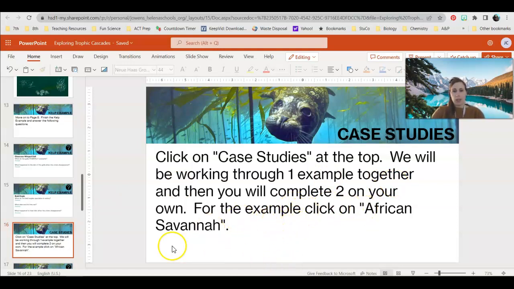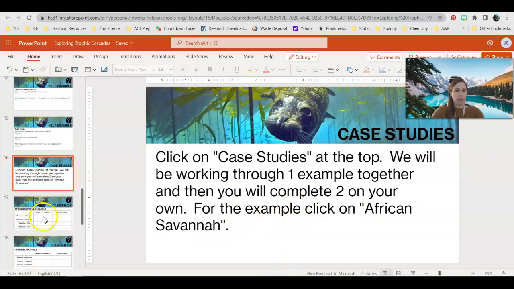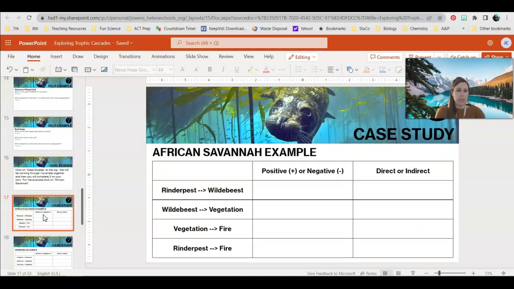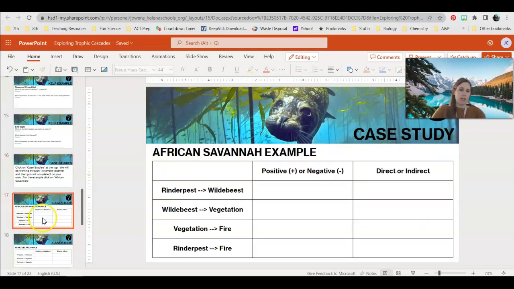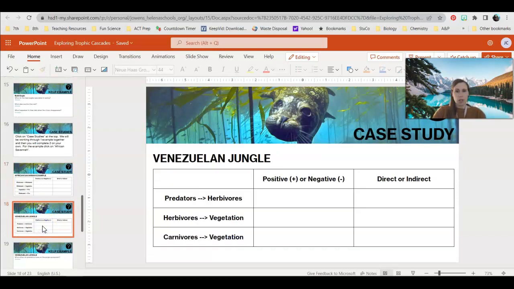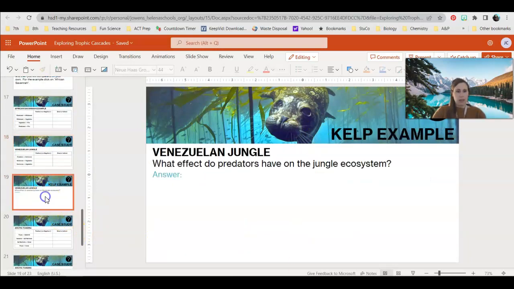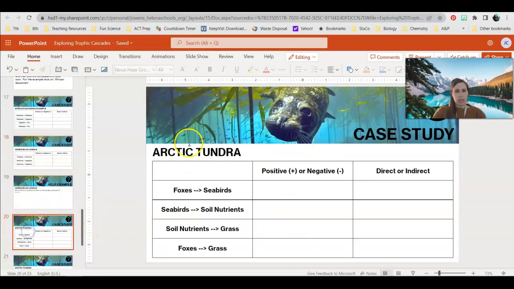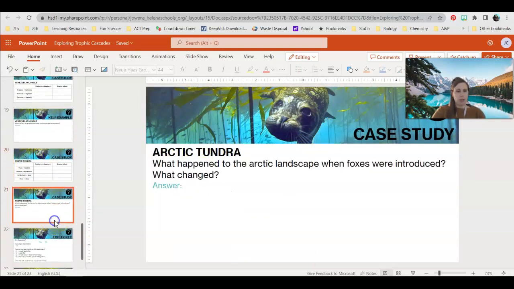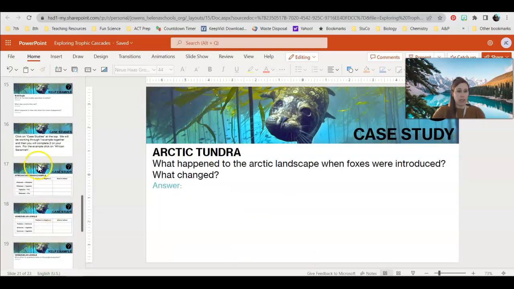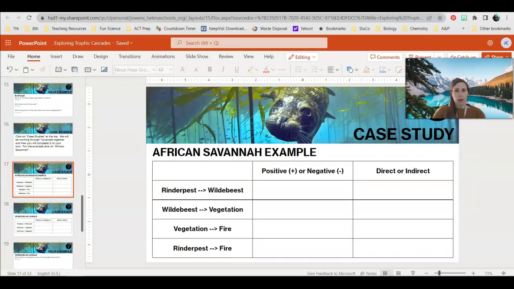For the example, click on African Savanna. So African Savanna is one of the more complex ones, so I'm going to work through it with you guys, and then you guys will fill out this data table with me. Then you guys will take a look at the Venezuelan jungle and answer the questions on it, and the Arctic tundra and answer the questions on that, and then you guys are done for today. So let's go ahead and take a look at our African savanna.